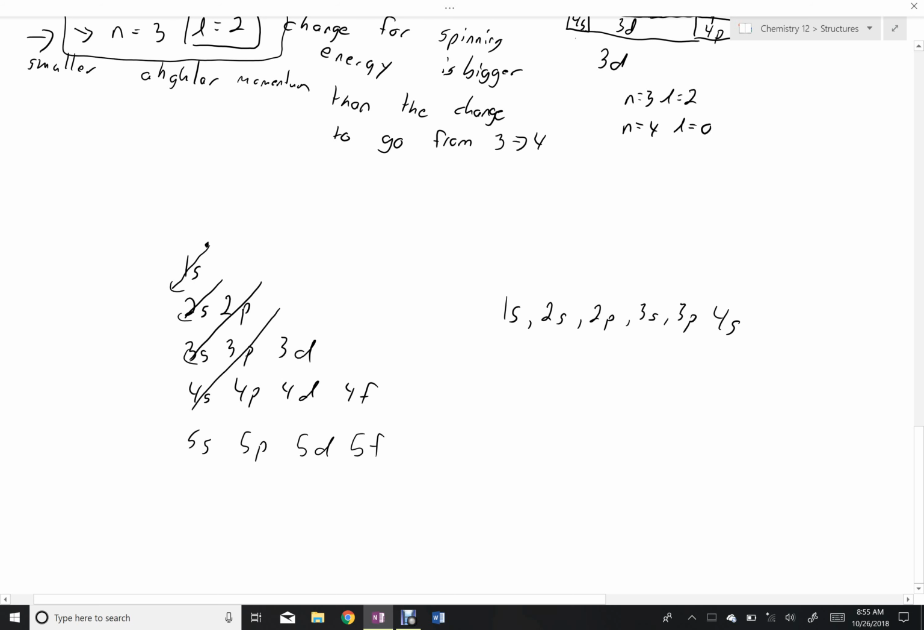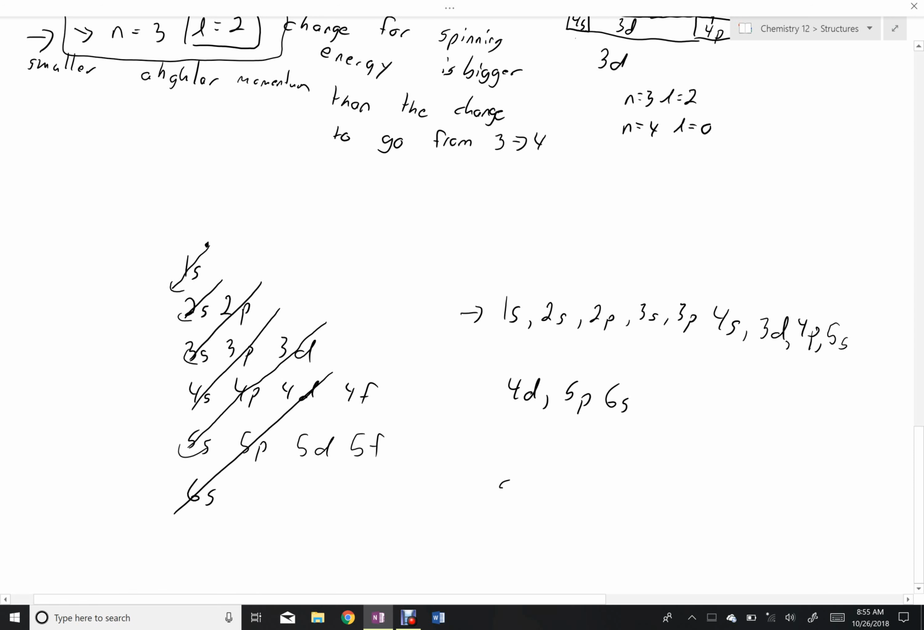So there's our first weird one where the 3d came after. And then we would go 3d, 4p, 5s. And then we could go, I'll just go up to 6s here. And then we would go 4d, 5p, 6s. And so that's the order of the energy of the actual electron shells, and that's the order that electrons fill.